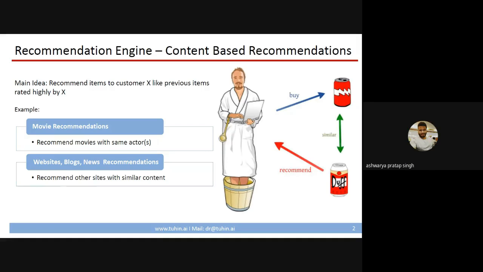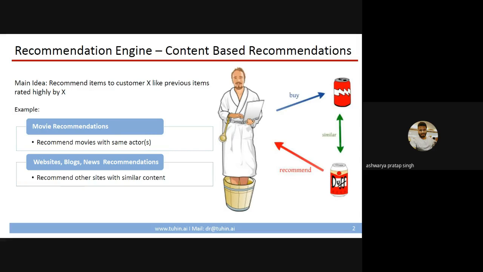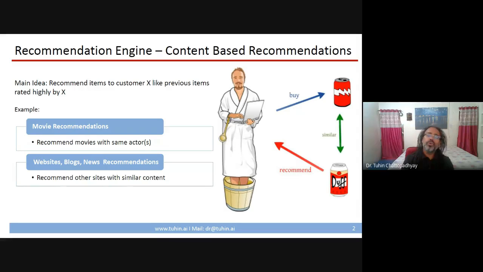But there are some engines that do not track information, like DuckDuckGo.com. Okay, so does the recommendation engine work in the same manner for DuckDuckGo or Google?